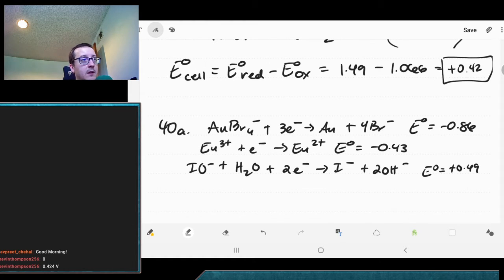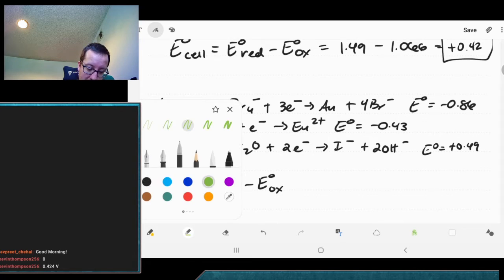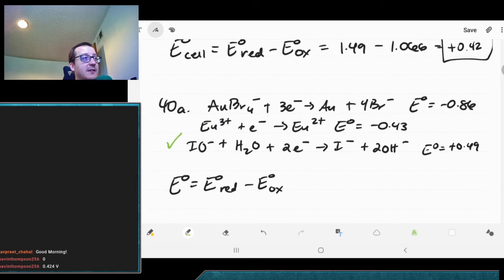So we're asked to combine two reactions such that we get the best overall potential, the highest potential. If we want our highest potential, remember that it's always reduction minus oxidation. So only one of these reduction potentials is positive. So that's the one we should use as our reduction potential. So I would suggest that we go ahead and use this as our reduction. And we just have to figure out which oxidation we want to do by flipping the signs around.